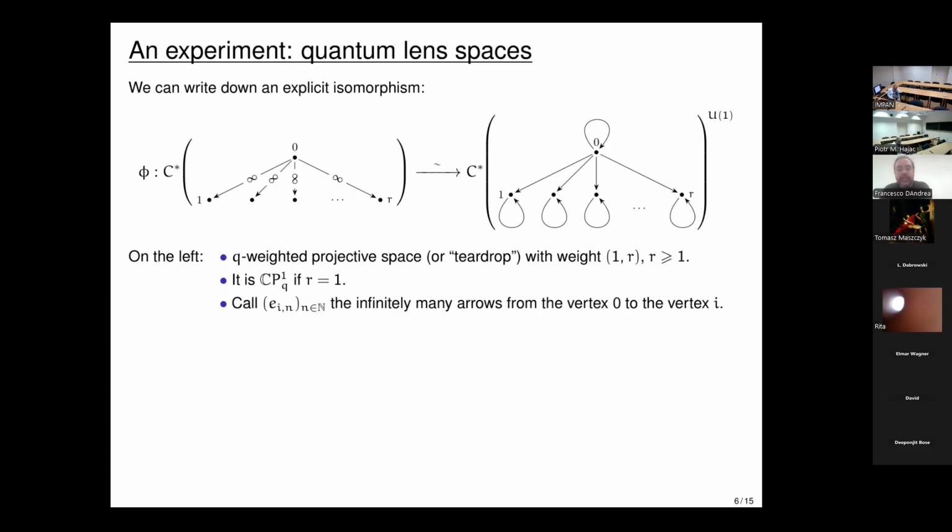So this is the graph whose graph C*-algebra describes what we call quantum teardrops, or quantum weighted projective spaces with weight (1,R). And this picture, I think, first appeared in a paper in 2018 by Brzeziński and Szymański, while in the original paper where they first described quantum teardrops as graph C*-algebras, I think it was a bit more complicated. I'm not completely sure about this.